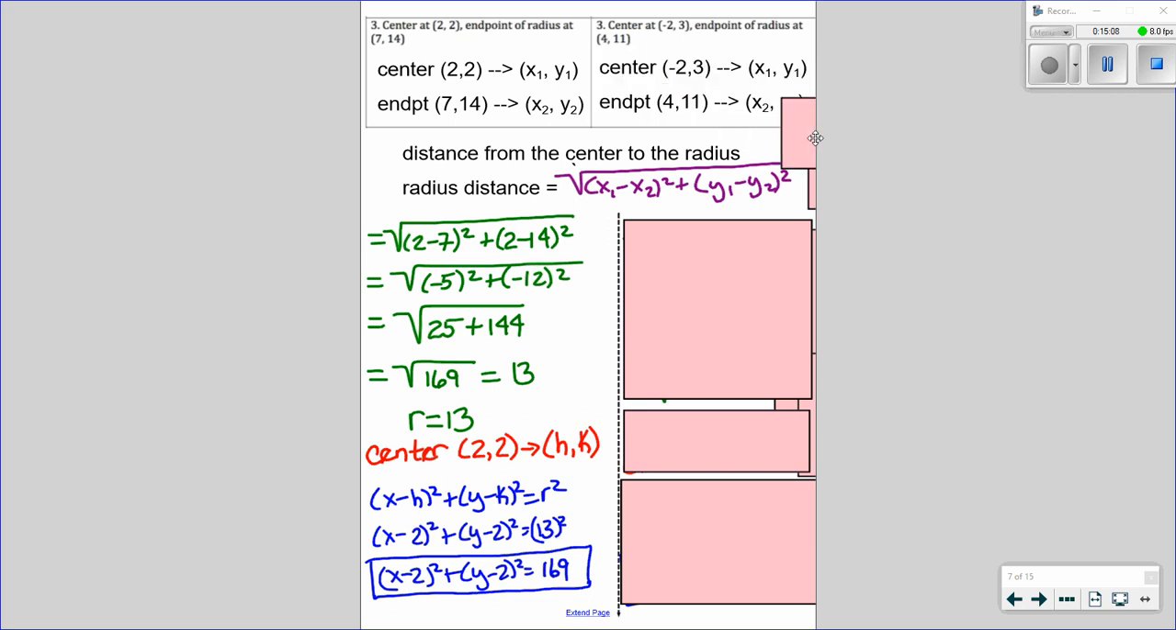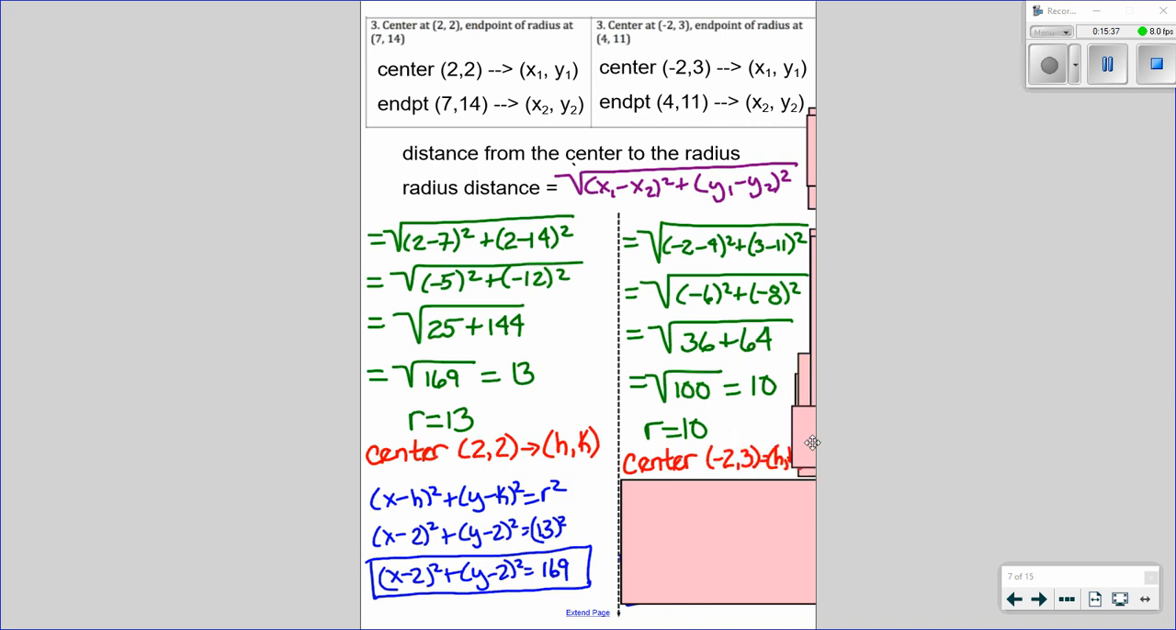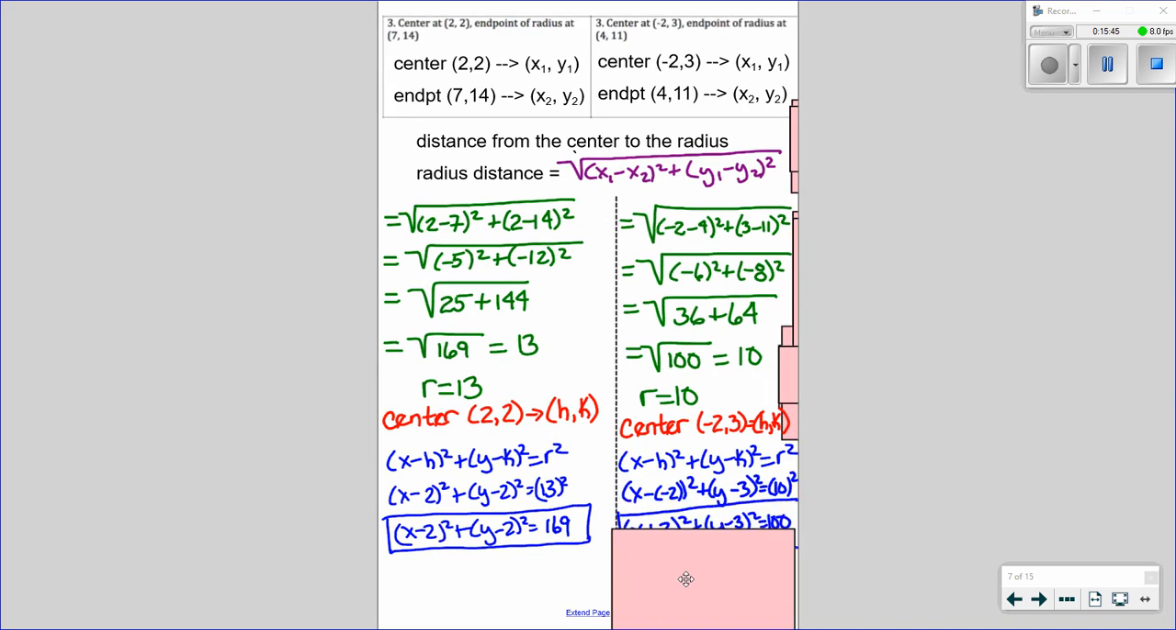So I put in all of my information, and I put a label on these because I know I'm going to be using this formula to find my radius. So once I do that, I plug in the information that I labeled, and I found my radius to be 10, and my center is (-2, 3), which is my (h, k). So with those two, I plug it into the formula.